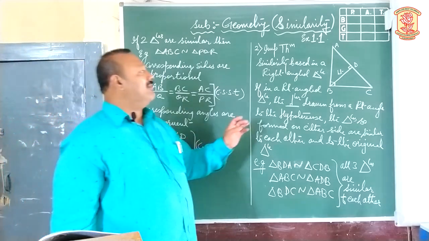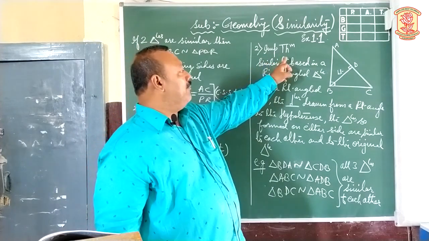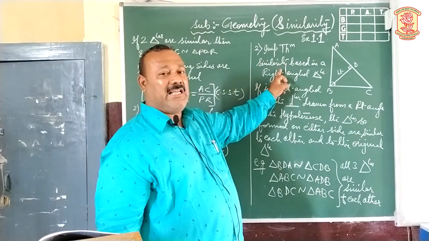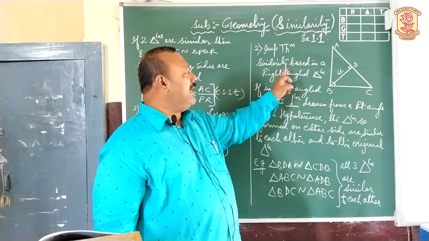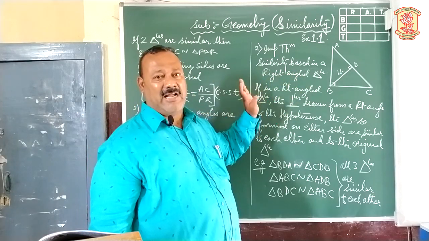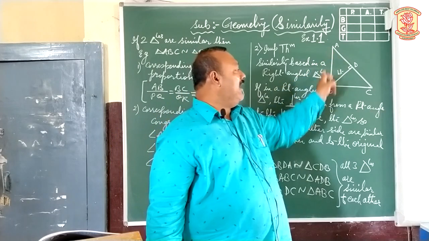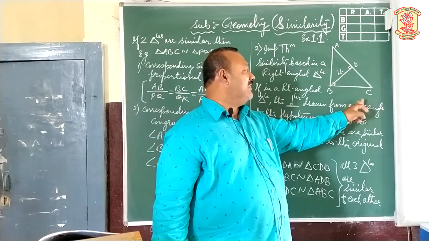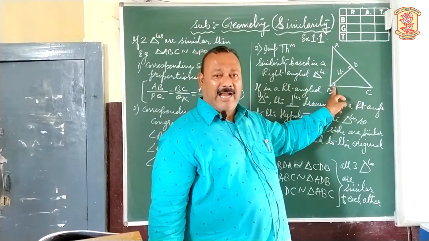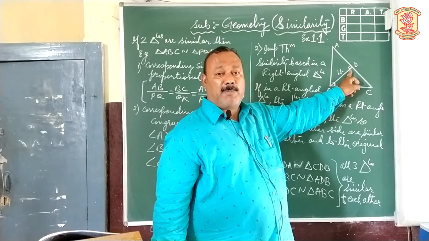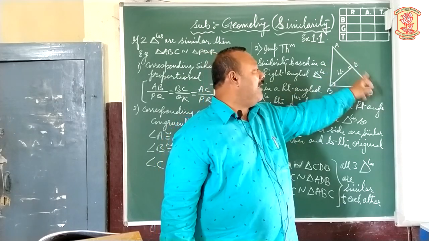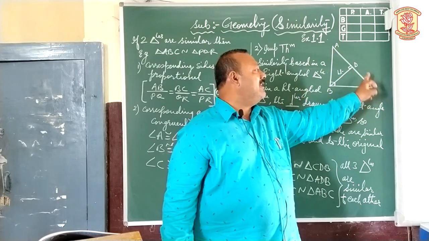Now next we will see the important theorem which is based on similarity. It is also called the theorem based on similarity in a right angle triangle. For example, in triangle ABC, angle B is a right angle. From B, segment BD, a perpendicular, is drawn to the hypotenuse. Which is the hypotenuse? AC.